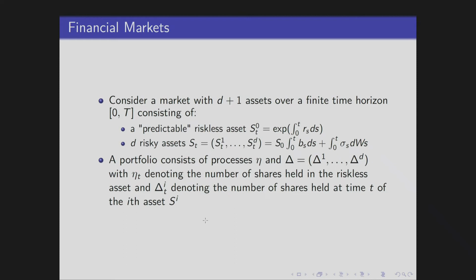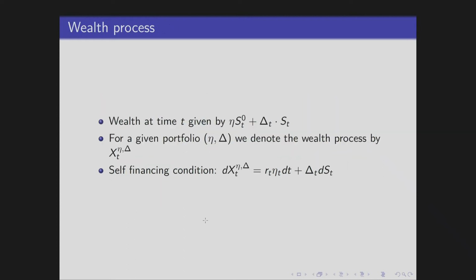So it's a d-dimensional vector that shows you the number of shares you have in the risky assets. And then for a given portfolio, we can also construct a wealth process behind it, which simply means how much money you have if you liquidate all of your stocks right now. So basically, here we have the number of currency units times the value of the currency, plus the number of stocks you have times the value of the stock. And this is simply a scalar product to simplify the notation.